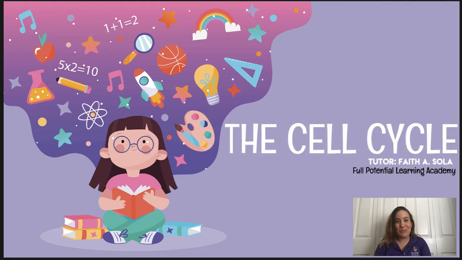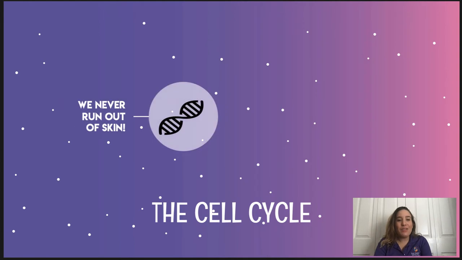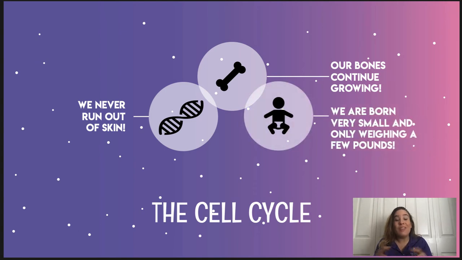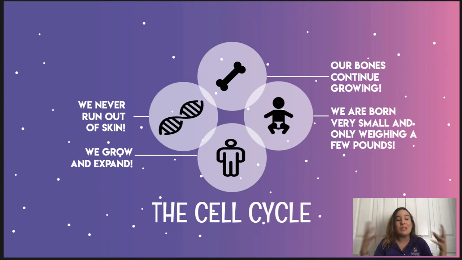Cell cycle. Have you ever wondered how we can grow without running out of skin, or how our bones continue growing? When we're born, we're very small and only weigh a few pounds, but then we're able to grow and expand into teenagers and adults. This happens because of the cell cycle.